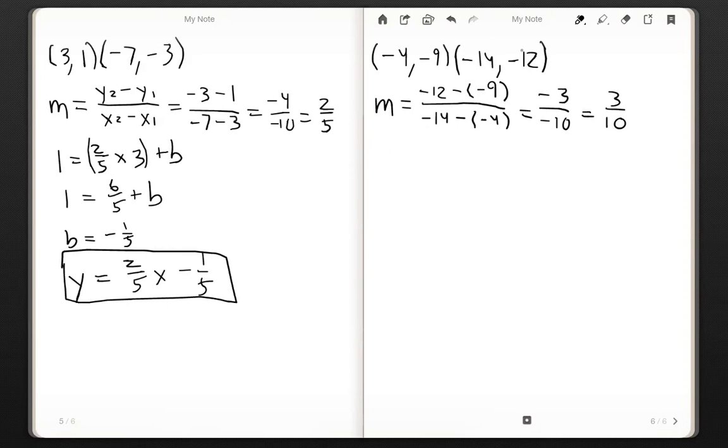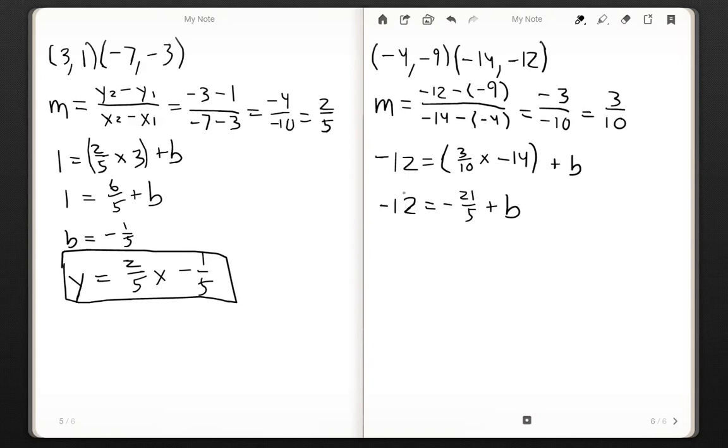And now, let's just use the second point this time. Y equals m times x plus b. So it's going to be negative 12 equals 3/10 times negative 14. That's going to be negative 42 over 10, which is negative 21 over 5, plus b. So we have a fraction here.